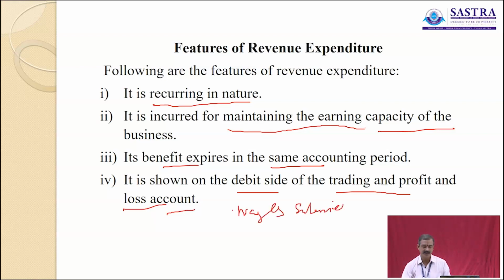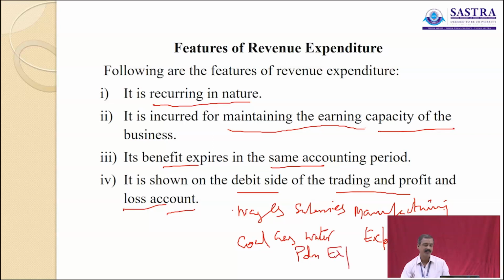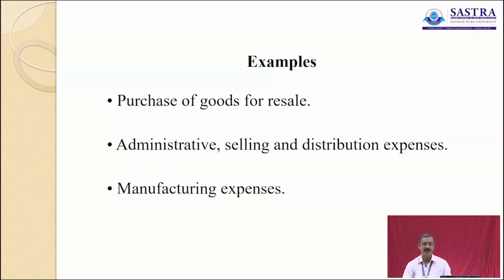Such expenses are wages, salaries, or manufacturing expenses, or even coal, gas, water, these like, or other production expenses, etc. See, purchase of goods for resale, example for revenue expenditure. Administrative, selling and distribution expenses.